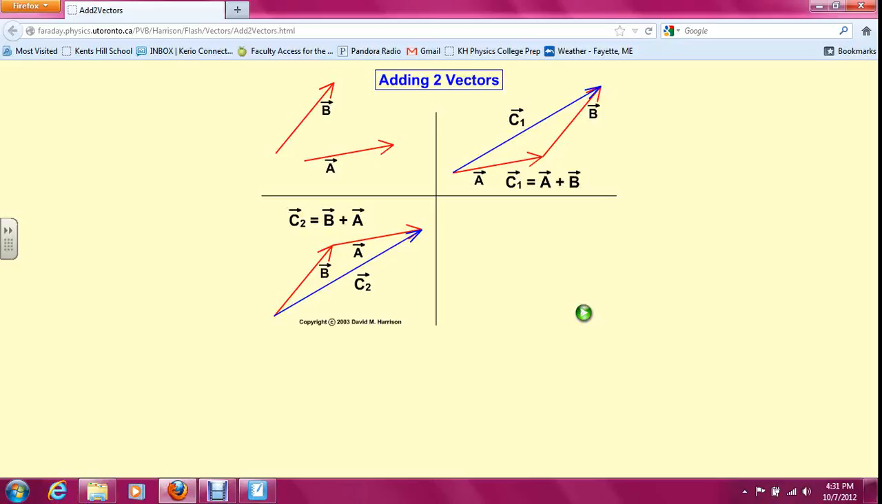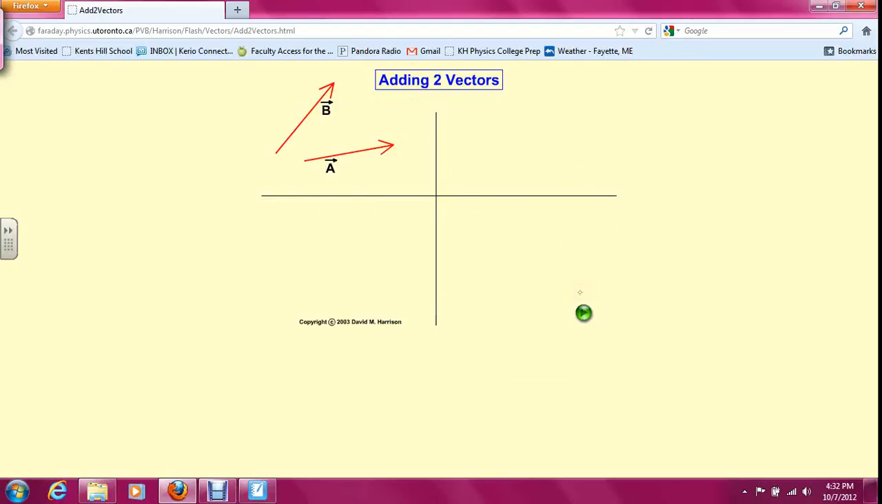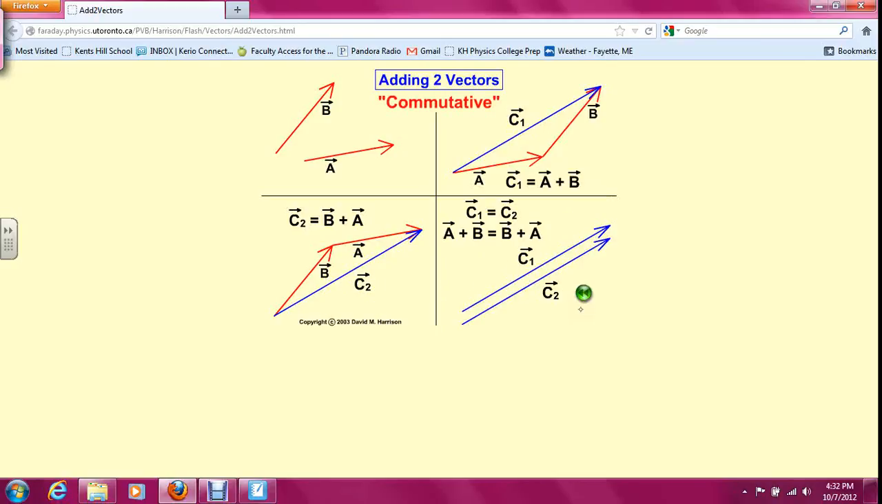And remember, you can always do it the other direction too. No matter which order you add A and B in, it always gives you the same result. So if we watch this again, we have A, add tip to tail with B, and then draw a resultant from the tail of A to the tip of B. You can add them in reverse order, and you will get the same result. Both C resultant vectors are the same here.